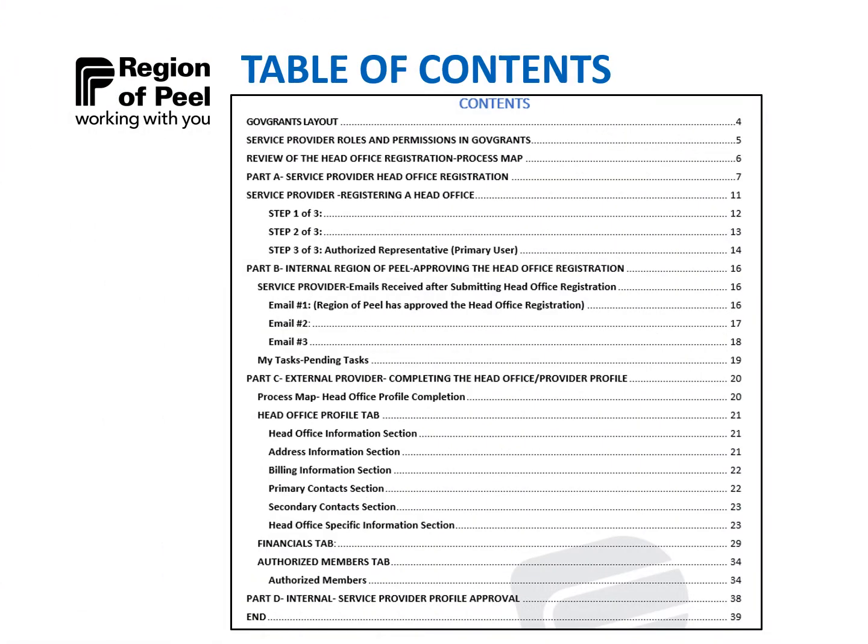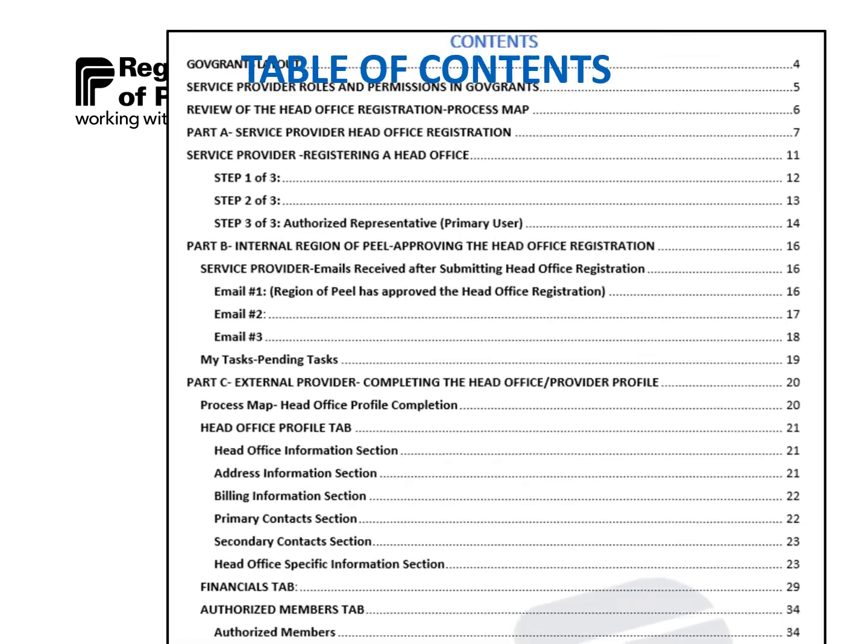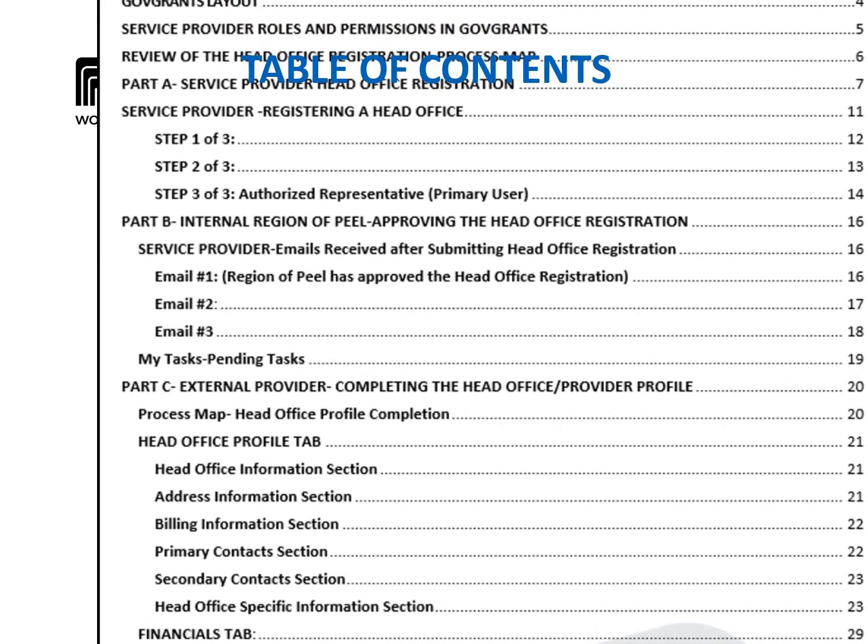Table of Contents. The Table of Contents page identifies the information we will go through today, as well from what is in the training package that service providers received in the training session. This training manual is available on the Region of Peel website on the Community Investment Program page under Resources.